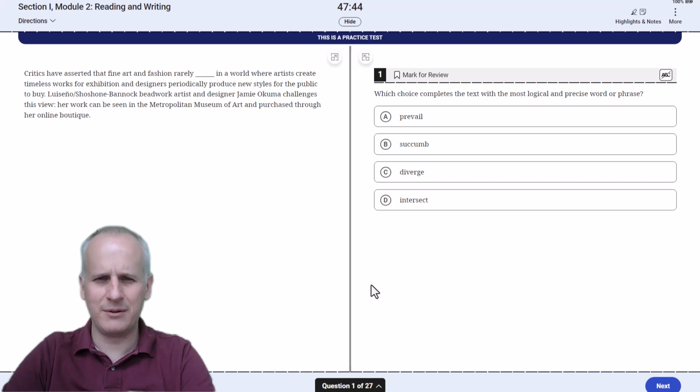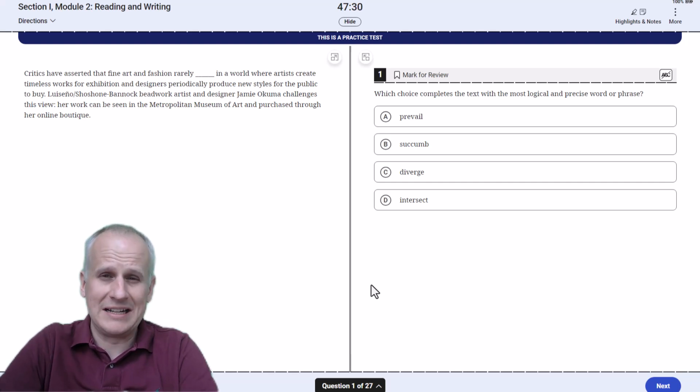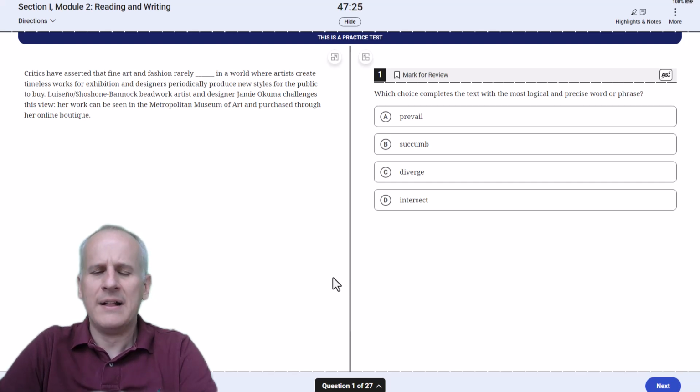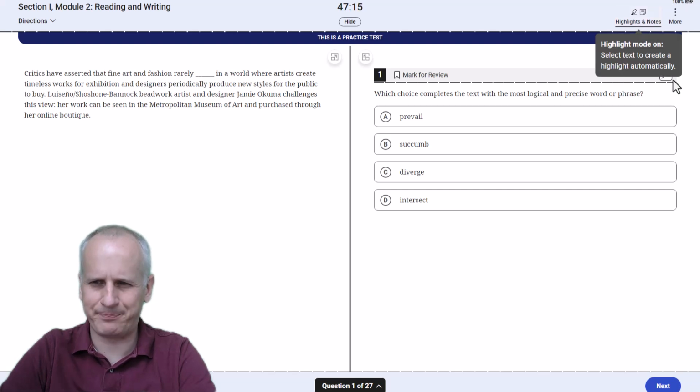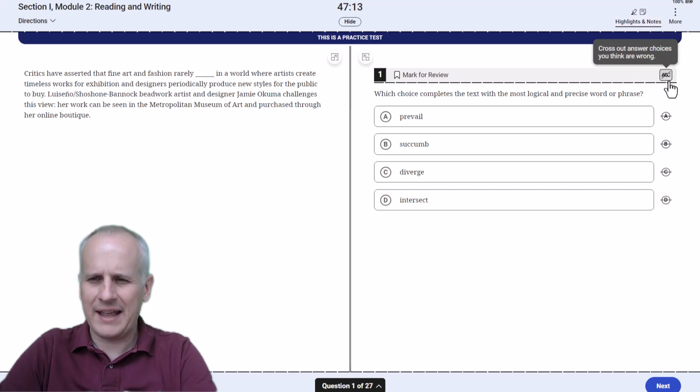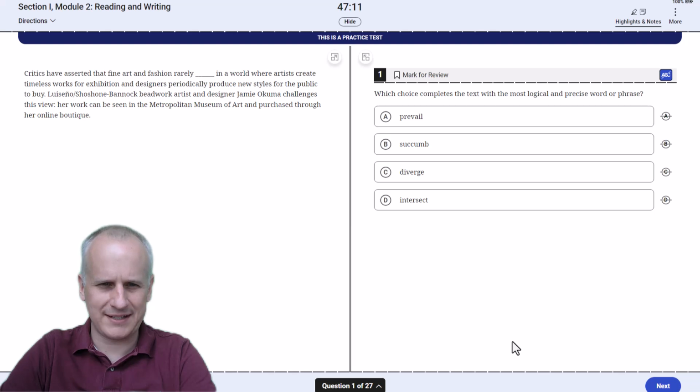And this here is going to be the hardest of the modules that you can get in the adaptive Bluebook exam number 10. Now, once we're here, we're going to have to engage with the interface to force engagement and efficiency as we're working through these problems. So the first questions of any reading and writing module are always going to be these vocabulary in context style questions. So we need to select the highlight tool up top, and we're going to click on this little ABC with a slash through so that we can do some process of elimination.